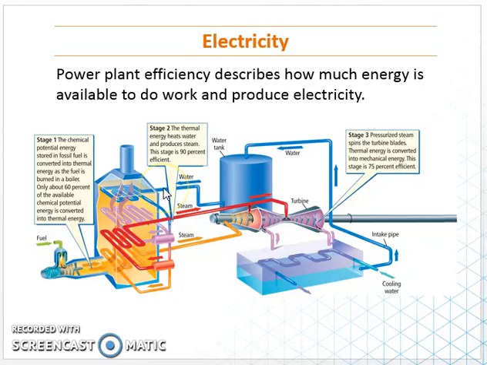So here we have the thermal energy, and it heats water and produces steam. This stage is only about 90% efficient, which is a little bit better than stage 1. In stage 3, the pressurized steam comes through here down into this turbine, which spins the blades, and then thermal energy is converted into mechanical energy. This stage is 75% efficient.